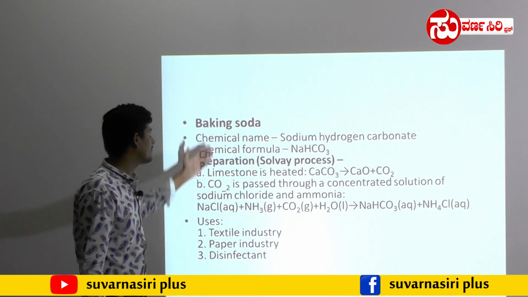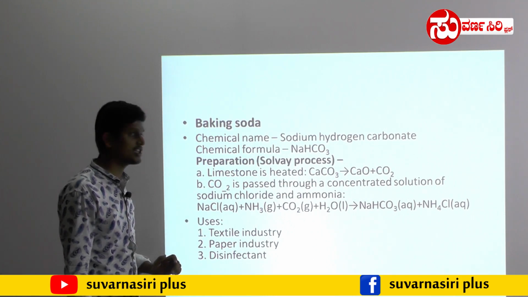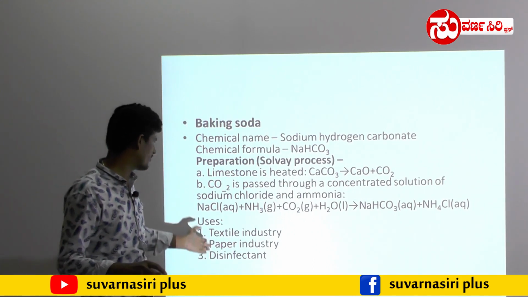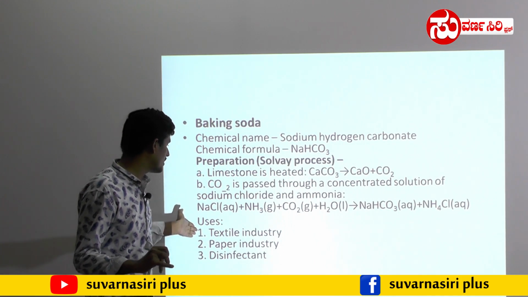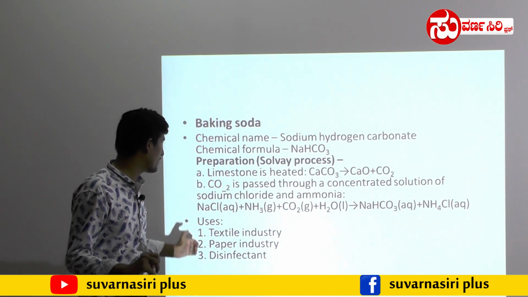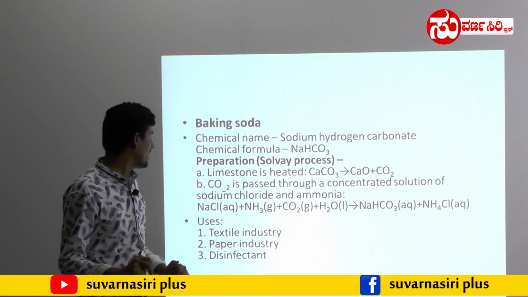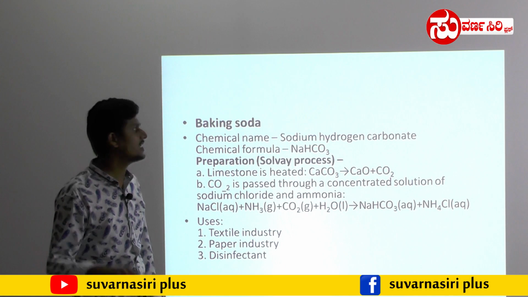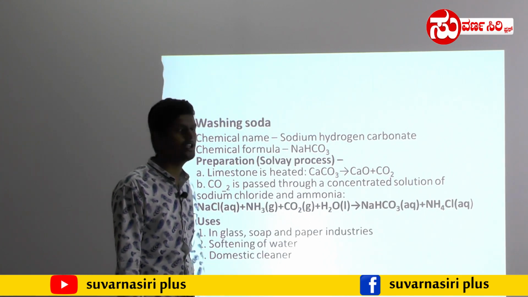Then uses of this baking soda: it is used in the textile industry. NaOH is also used in the textile industry, and baking soda is also used in the textile industry, paper industry, and as a disinfectant. Then the next preparation is washing soda.